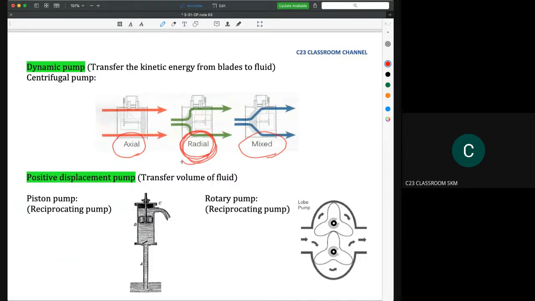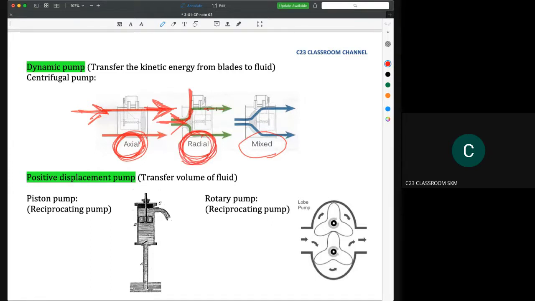The basic idea about axial, radial, and mixed is this: the pump is axial if the input flow and the output flow are in the same direction. So if the input flow is horizontal, then the output flow is also horizontal. We call this the axial pump. However, if the input flow is horizontal, but when you want to transfer the energy from the blade to the fluid you need to change the direction into vertical like this, we call it a radial pump.